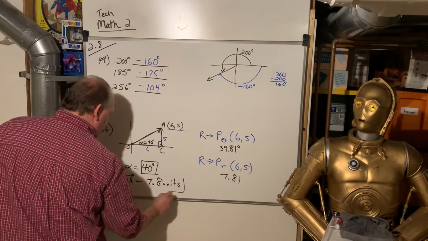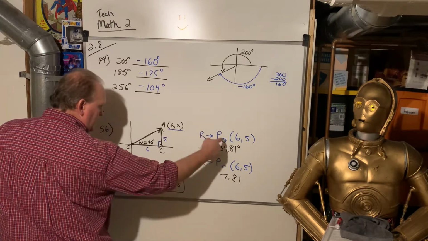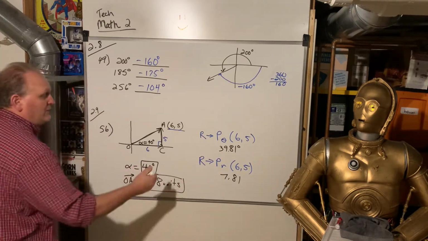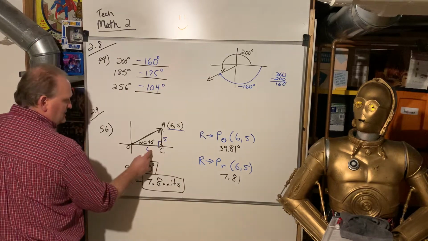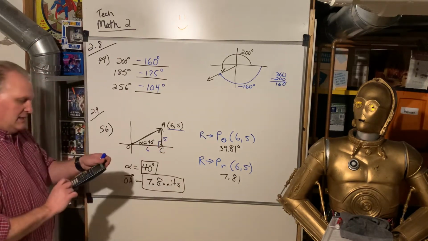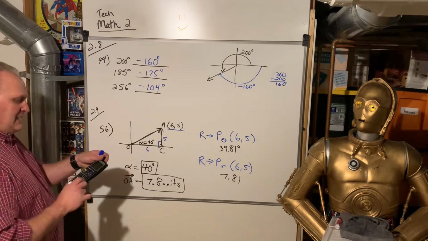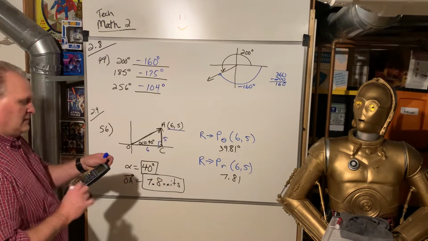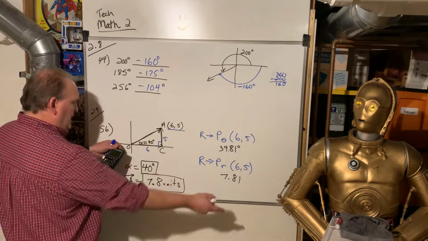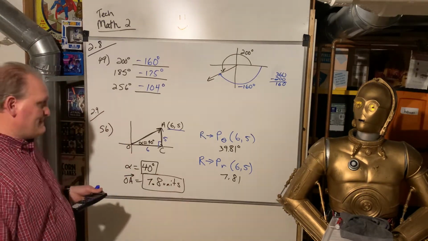Again, we just used our rectangular to polar conversion. If you would have liked, you could have said 6 squared plus 5 squared. Let's see, that's 36 plus 25, and then taking the square root of 61, which is also 7.81. Okay?